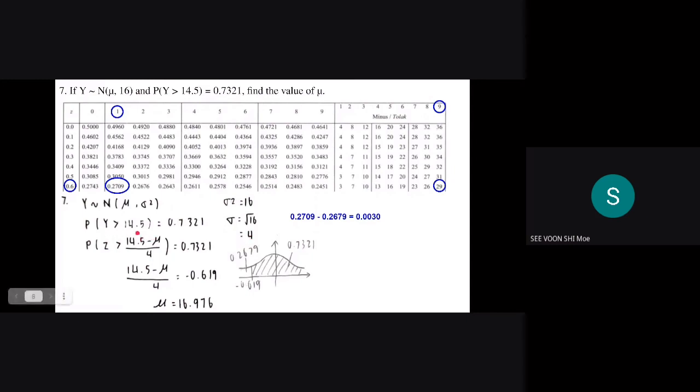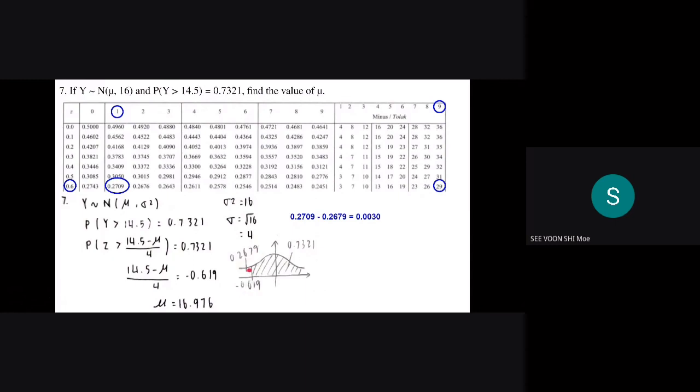Then we need to convert y into z score. So this 14.5 we need to minus mean and divided by standard deviation, which is 4, and is equal to 0.7321. Then we need to use 1 minus 0.7321, so we can get the number 0.2679. So this area is this number.